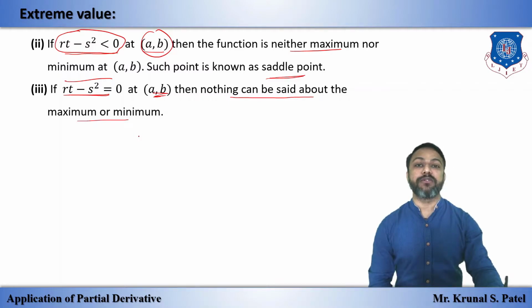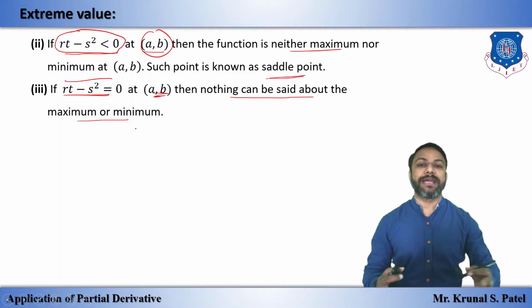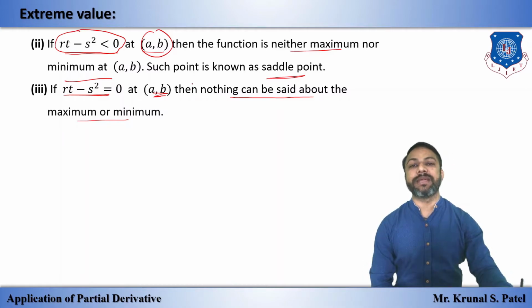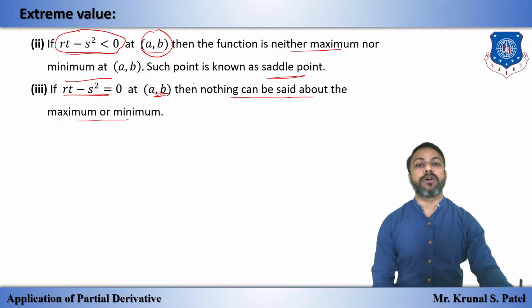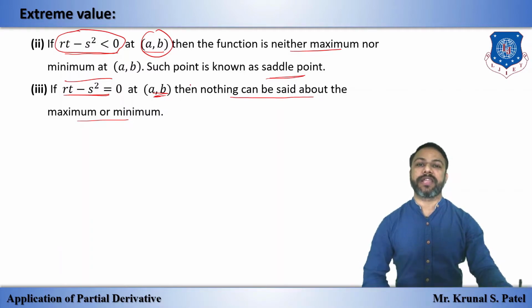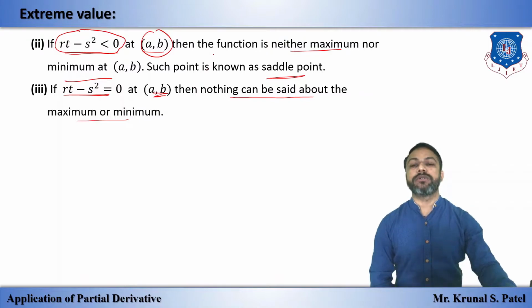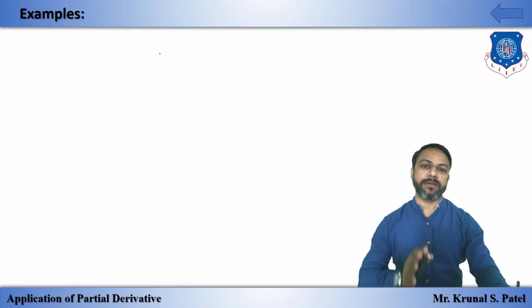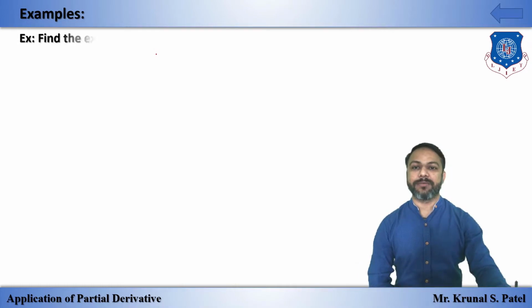That means we have no conclusion about the function. We have to do more process and more simplification about the function. So these are the basic steps of how to solve an example by this working rule. Okay. Now let's start with the example and understand how we are going to use those steps in the example.